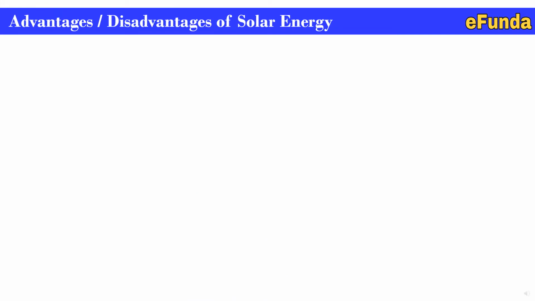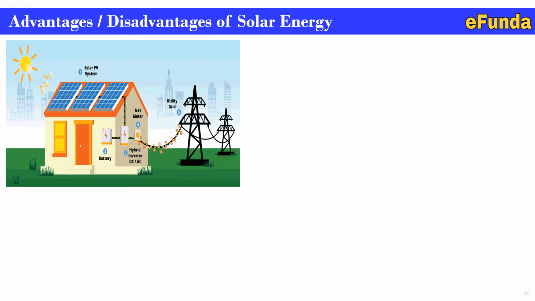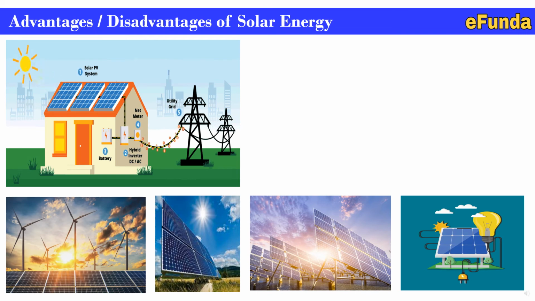Advantages and disadvantages of solar energy. One can see the animated picture where solar rays are falling on a solar PV system by specific installation, and further connectivity to the hybrid inverter, a DC to AC converter, then further optionally to the battery, and further having a net meter for the continuous reading, further connection to the utility grid, and further distribution to the residential and commercial uses. Similarly, one can see the various pictures of the solar array or solar panel, and how those are being used for the generation of the solar energy.